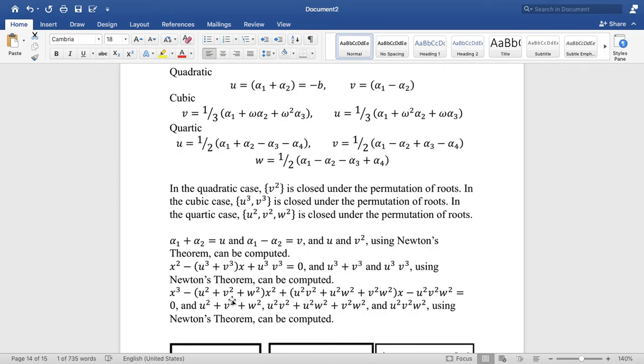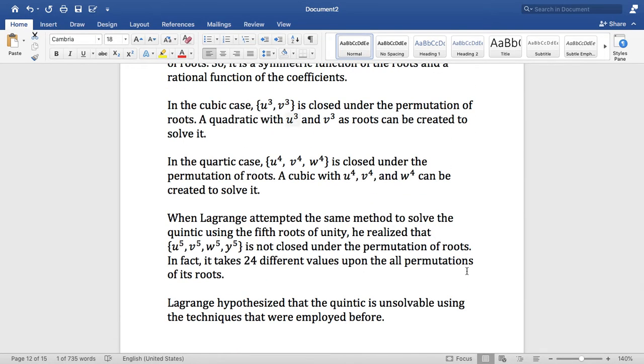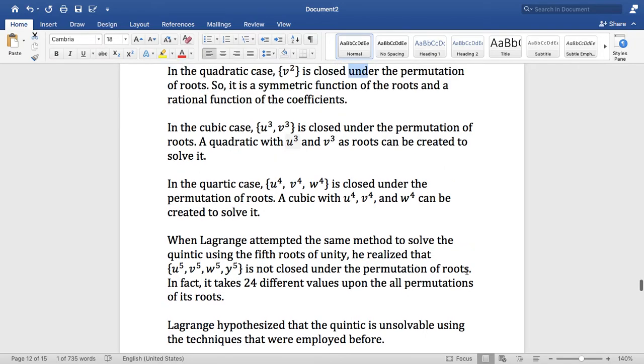And now what's the idea? Is that we can write a cubic polynomial where u squared plus v squared plus w squared, u squared times v squared plus u squared times w squared plus v squared times w squared, and u squared times v squared times w squared. These are all going to be symmetric with respect to the permutation of roots, and that means we can write them in terms of the coefficients. Okay, so again, I hope that was clear. This is very impromptu, so I hope I'm not confusing everybody.